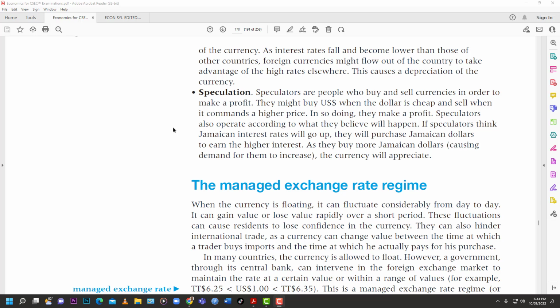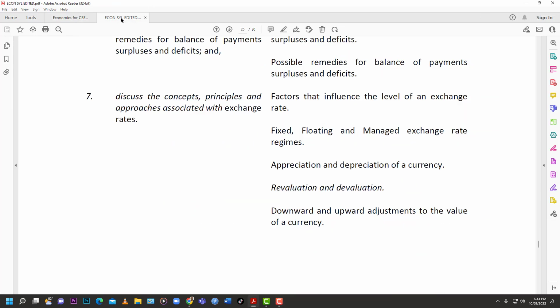Alright, so that's it for now. That's basically it for exchange rates. That's basically all you need to know as it relates to exchange rates. So you would have covered all of 7 in this video right here. Factors that influence the level of an exchange rate: floating, managed, fixed. We looked at revaluation, devaluation, appreciation, depreciation, adjustment, downward and upward adjustment to the value of the currency. Right, so that's basically it for the exchange rate chapter.